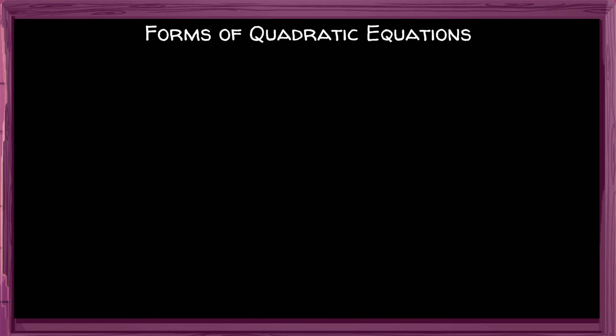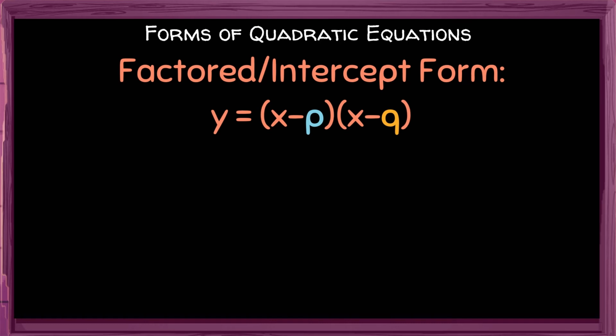Different quadratic equations are going to have different factors. One might have x plus 1 and x plus 2, while another might have x plus 8 and x minus 10, and so on. So once again, we use letters to stand in for numbers. We say that the factored or intercept form for all quadratic equations is y equals x minus p times x minus q. P and q just stand for the tons of possible numbers that could go in those factors.